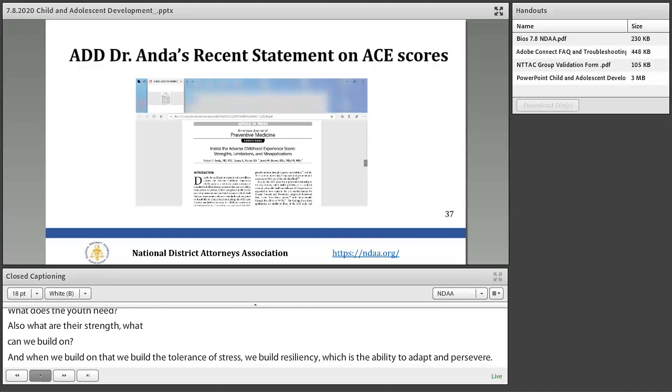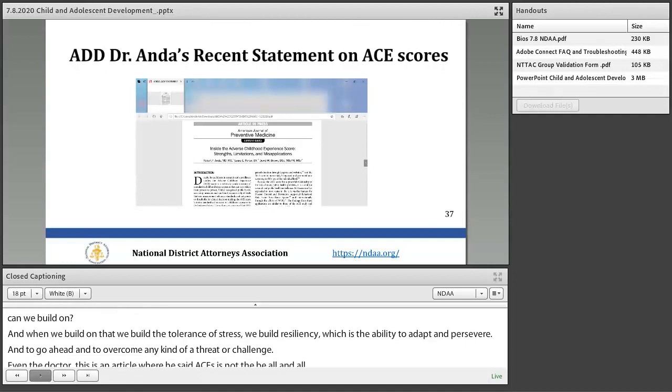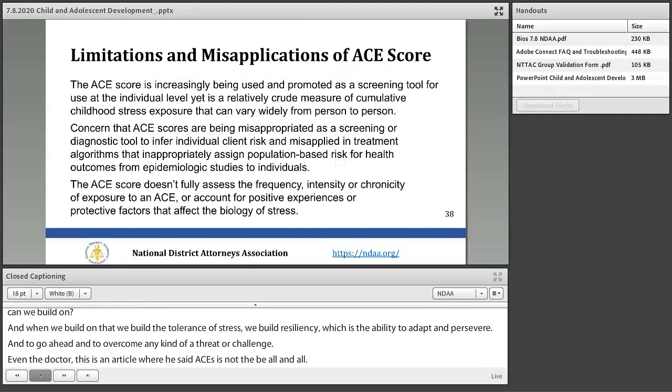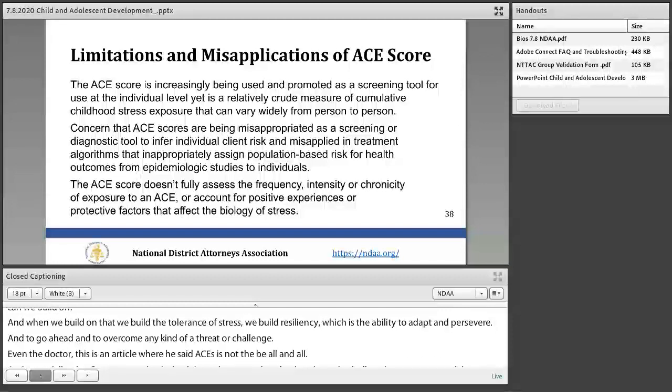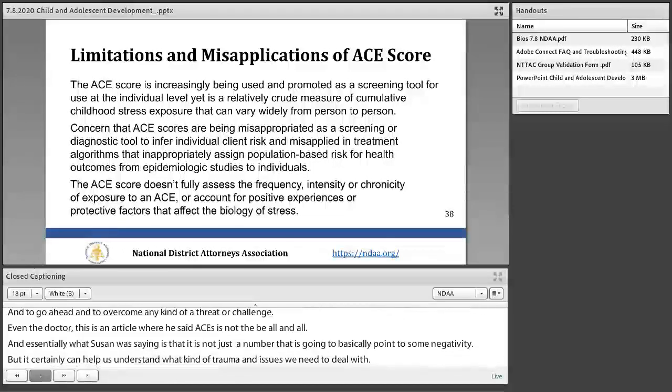Even Dr. Anda, in this article, had said that ACEs are not the be-all and end-all, and it's essentially what Susan was saying, that it's not just a number that is going to point to some negativity. But it certainly can help us understand what kind of trauma and issues we need to deal with. And there is some research on the misapplication of the ACE score.